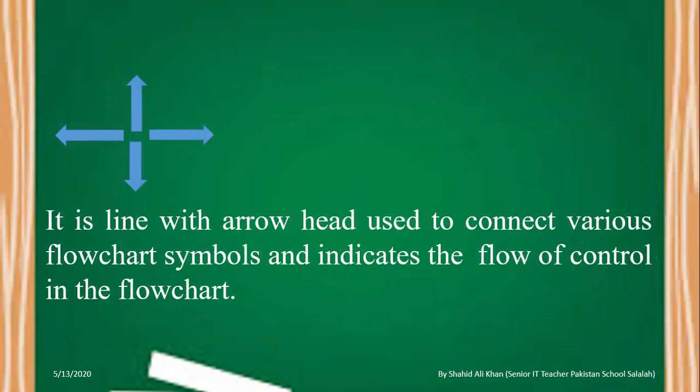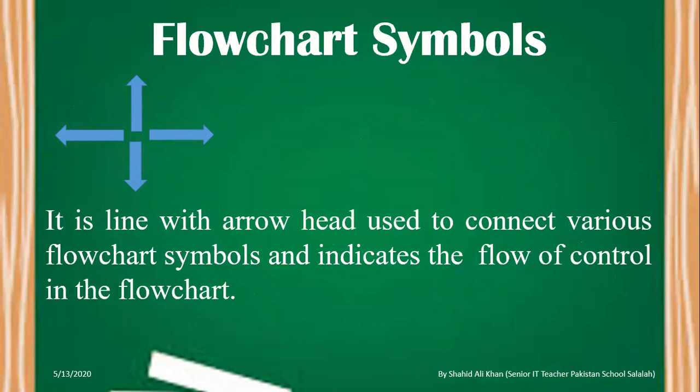I hope that all of you are familiar with these arrows. They are very common all around the world, on different streets, different routes, different pathways. So these are called flow lines. Flow lines means different arrows showing different directions, the flow of lines. For example, you want to connect all those symbols which I have discussed earlier in this lecture.